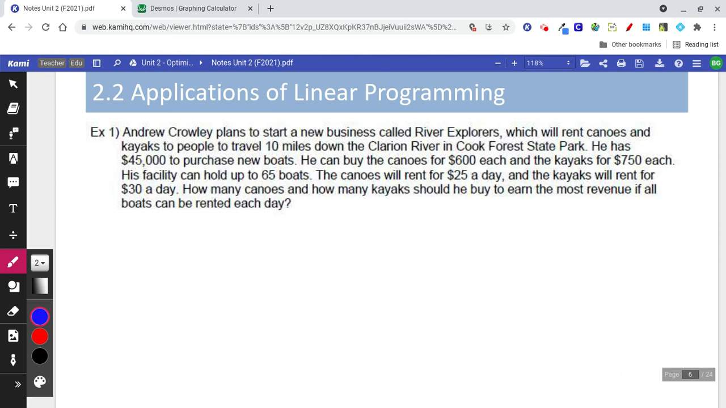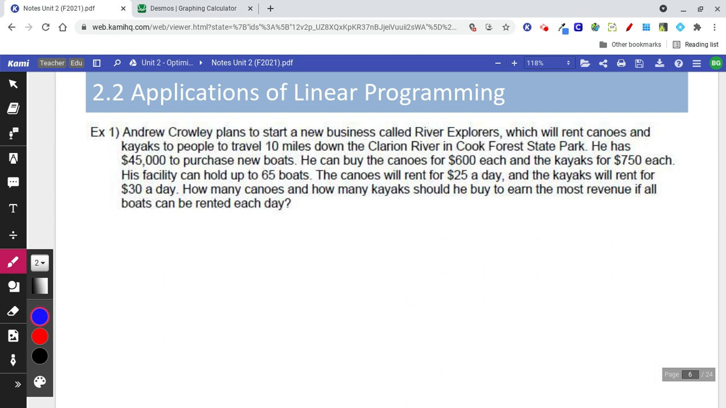Andrew Crowley plans to start a new business called River Explorers, which will rent canoes and kayaks to people to travel 10 miles down the Clarion River in Cook Forest State Park. He has $45,000 to purchase new boats. He can buy the canoes for $600 each and the kayaks for $750 each. His facility can hold up to 65 boats. The canoes will rent for $25 a day and the kayaks will rent for $30 a day. How many canoes and how many kayaks should he buy to earn the most revenue if all boats can be rented each day?